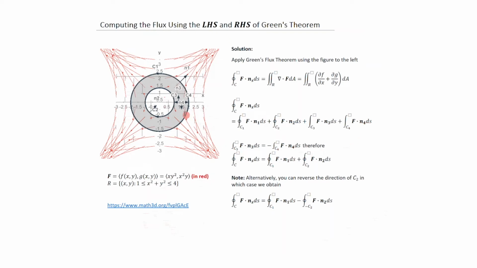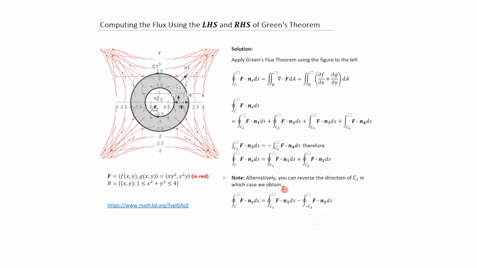We also make note of the fact that when you go in this direction and then in this direction, you get cancellation taking place because the normals are in opposite directions but the same. That means F dot n3 ds equals minus F dot n4 ds, so when we add this term and this term, these two cancel. And so we're just left with this integral and this integral. That's the objective then, to compute this integral and this integral.